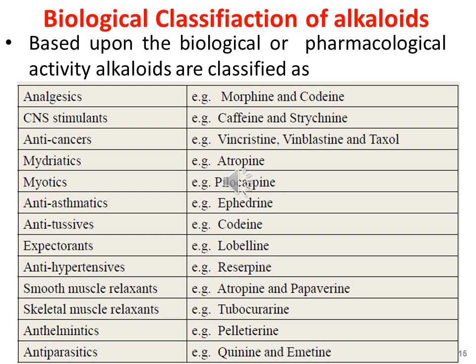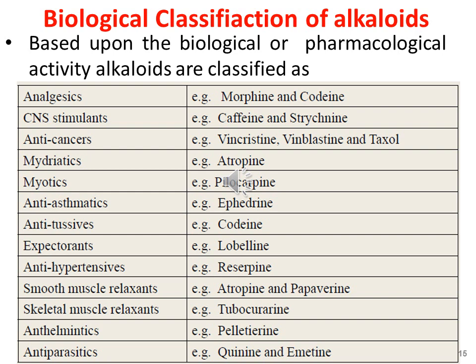Based upon their biological or pharmacological activity, alkaloids may be classified as analgesics, central nervous system stimulants, anti-cancer, mydriatics, myotics, anti-asthmatics, antitussive, expectorants, antihypertensive, smooth muscle relaxant alkaloids, skeletal muscle relaxant alkaloids, anti-myotic alkaloids, and anti-parasitic alkaloids. Examples of the analgesic alkaloids include morphine and codeine. Analgesic alkaloids are used for the relief of pain. The caffeine alkaloid is found in coffee and in tea. That's why when someone drinks tea or coffee, he or she feels active, because caffeine activates the central nervous system. Examples of the anti-cancer alkaloids include vincristine, vinblastine, and taxol.